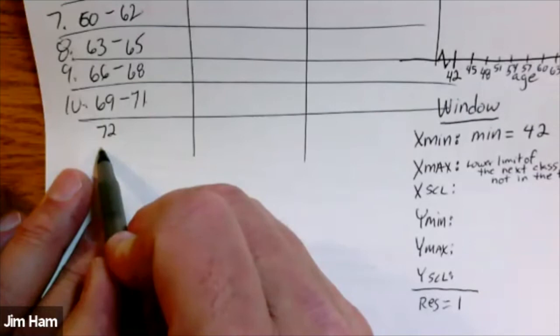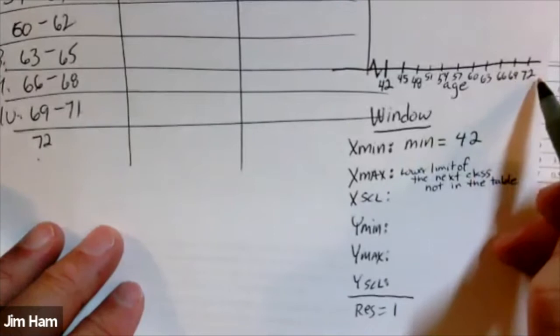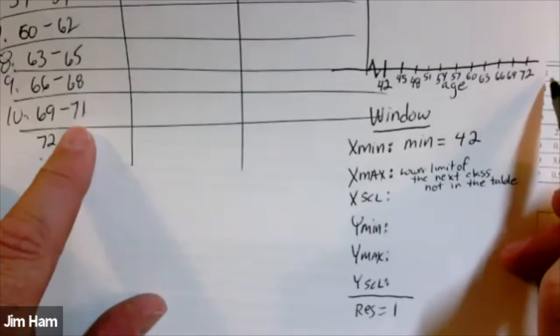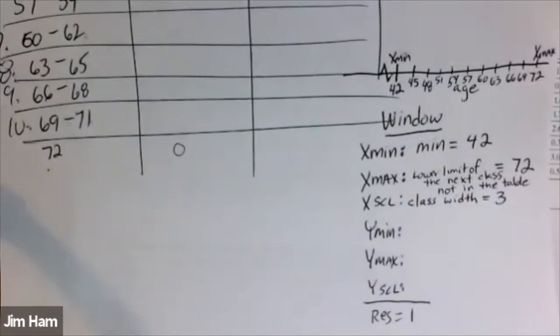So you want to make sure that all of these have the same width. So we don't want to go up to this last class and say 69 to 71, because this is 71. We want to continue the trend and continue to add 3. So in this case, it's going to be 72. Okay, the X scale is important. This is the class width. And in our case, the class width is 3. That's one you want to get right.